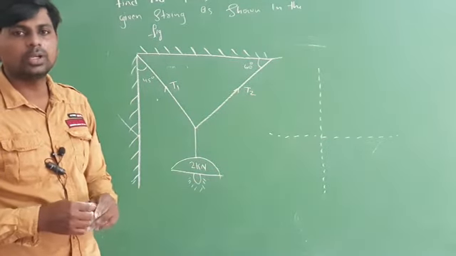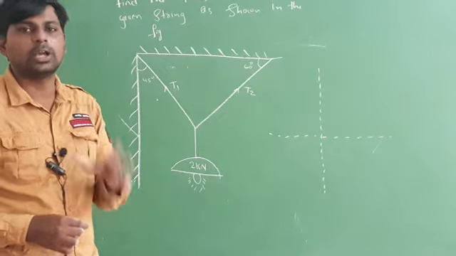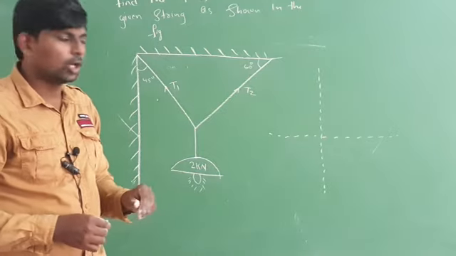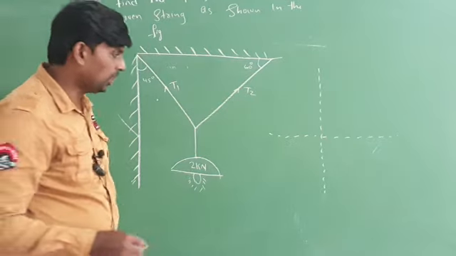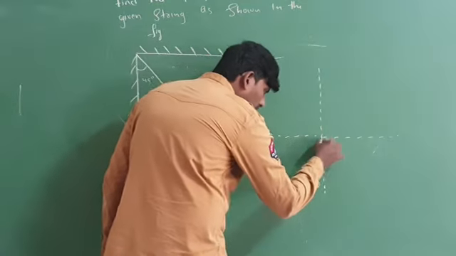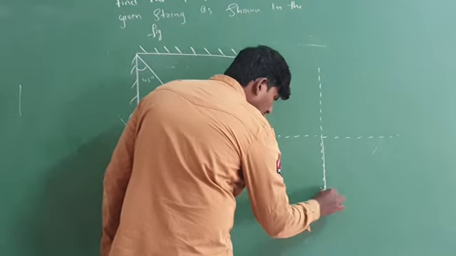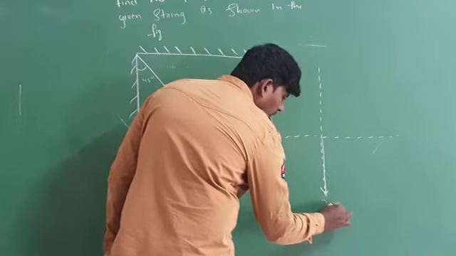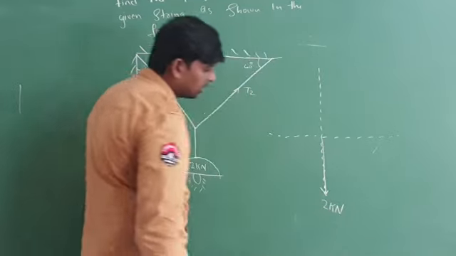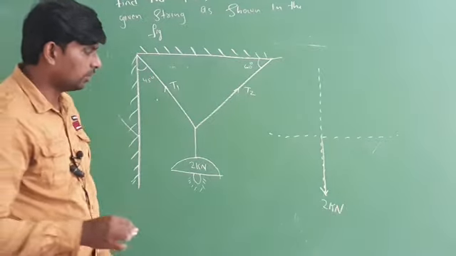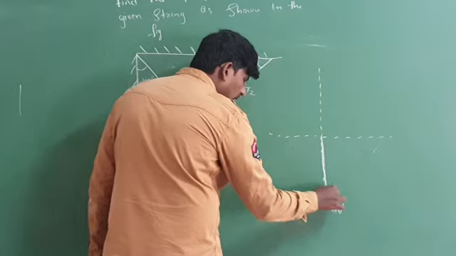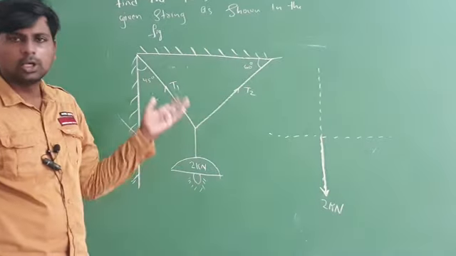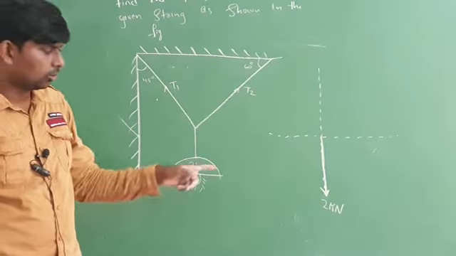What you have to do? First you have to place the weight, vertically downward. How much weight is coming? 2 kilo Newton. First you try to place that one. Sometimes you will forget this one, so it is better to first place this one. This is your weight, 2 kilo Newton, vertically downward. Normally weight will act vertically downward only.